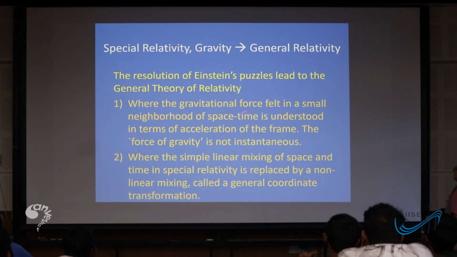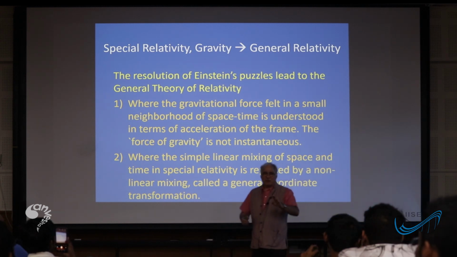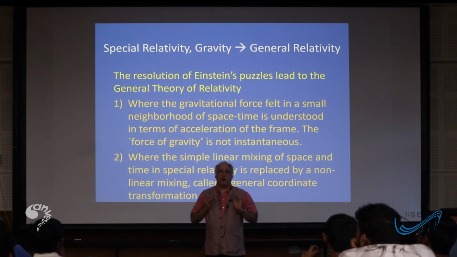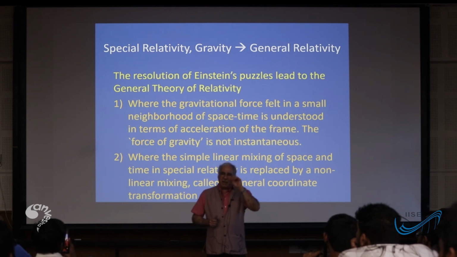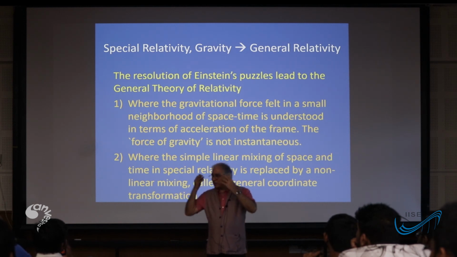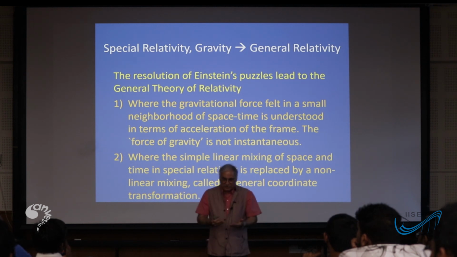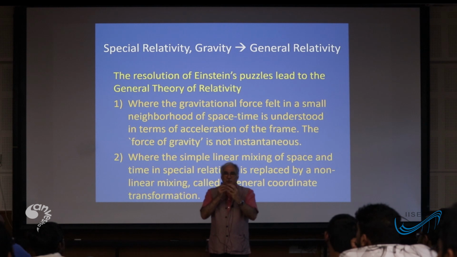So, in the general theory of relativity, gravitational force is felt in a small neighborhood of space-time. The force felt in a small neighborhood of space-time is understood in terms of acceleration of the frame. And the force of gravity is not instantaneous. Now, let me explain to you what this is. It's very simple. You remember, if you sit in a car and you brake, you fall, no? In front. Now, the main point of Einstein, and this is what he calls his happiest thought, is that this falling, when the car brakes, is no different from the falling of this object in the Earth's gravitational field. So he identified the force of gravity with accelerations, okay?